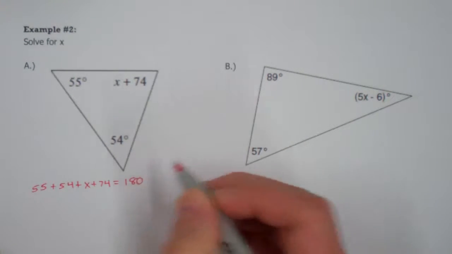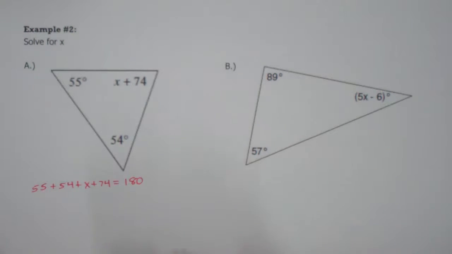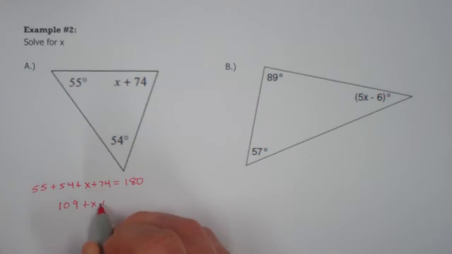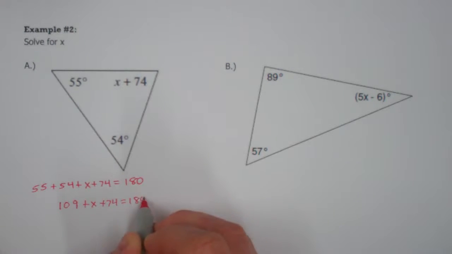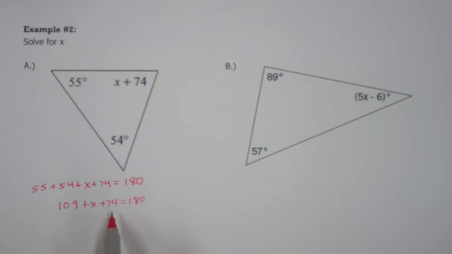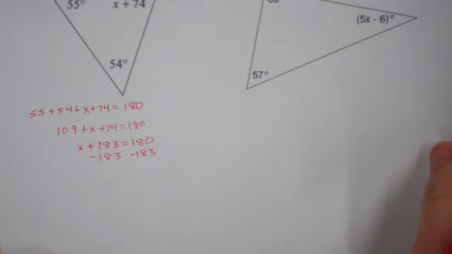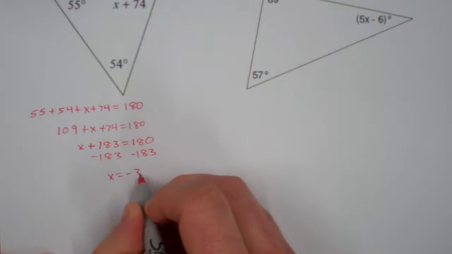that must total 180. So 55 and 54 is going to be 109. Ooh, we could have actually done a little more here. So I forgot about this one. You can combine them all in one step if you want. You could have done 74, 54, and 55. But anyway, 109 and 74, that would be 183. Now we'll subtract 183 from each side. I have to move this up a little bit. And x will be -3.